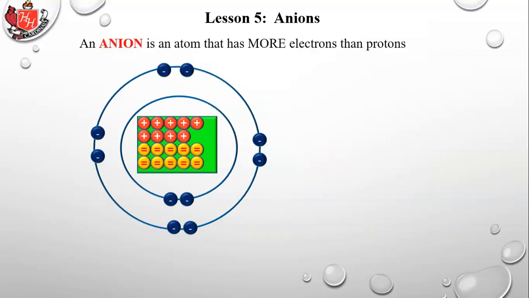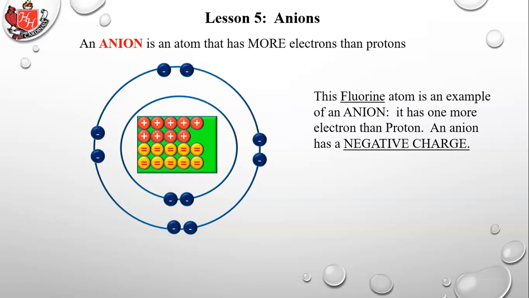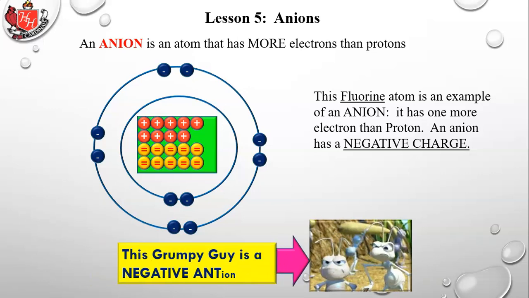An anion is an atom that has more electrons than protons. So this is a fluorine atom right here. This fluorine atom is an example of an anion. It has 1 more electron than proton. An anion has a negative charge, and we're going to learn why fluorine brings in that extra electron. So the mnemonic for this, a mnemonic is just a fancy word for a memory device, a way to remember something, is you can just remember that this grumpy ant, this grumpy guy, is a negative anion. It's really anion, but just remember that negative and ant go together, so negative is the anion.